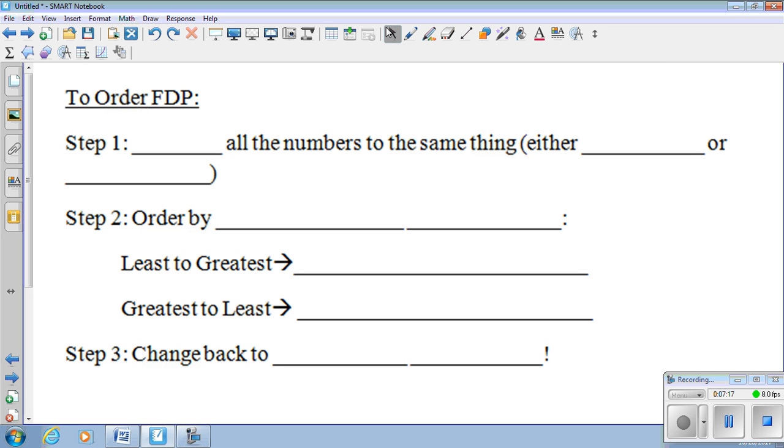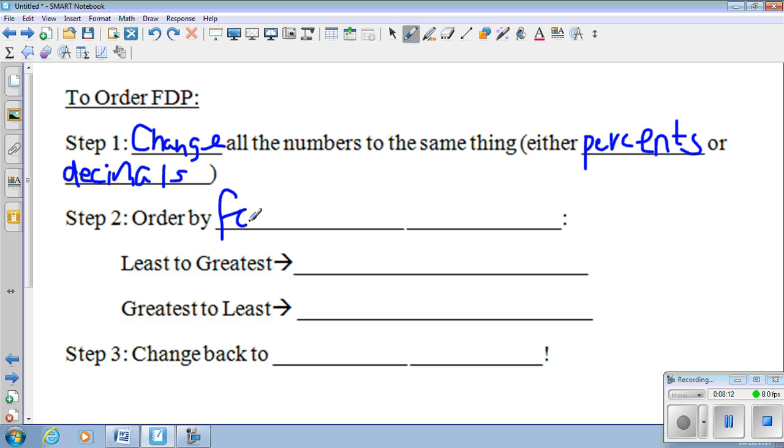So, in order for us to order FDP, the first thing that we have to do is change all of the numbers into the same thing. And what I mean by same thing is you either need to have all percents, or you need to have all decimals. Because most of you aren't going to be able to just look at a fraction and know where it goes. So if everything is in the same format, either a percent or a decimal, it'll be a lot easier for you to process which ones comes first. So once you've changed everything, then you can order them by, again, following the directions.